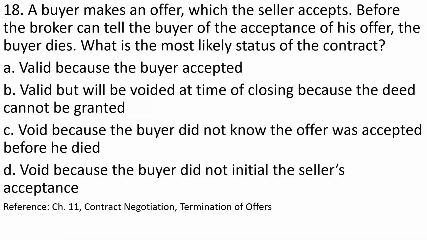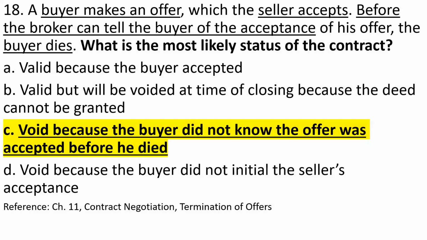Number 18, a buyer makes an offer which the seller accepts. Before the broker can tell the buyer of the acceptance of his offer, the buyer dies. What is the most likely status of the contract? Well, here we understand. Let's read the keywords. Buyer makes an offer, seller accepts. Before broker can tell the buyer of the acceptance, he dies. Why? Because the buyer did not know the offer was accepted before he died. Well, he did not know, but his agent knew, but unfortunately, he cannot continue with the process because he's dead. That's the only reason why that would be a valid reason, okay?